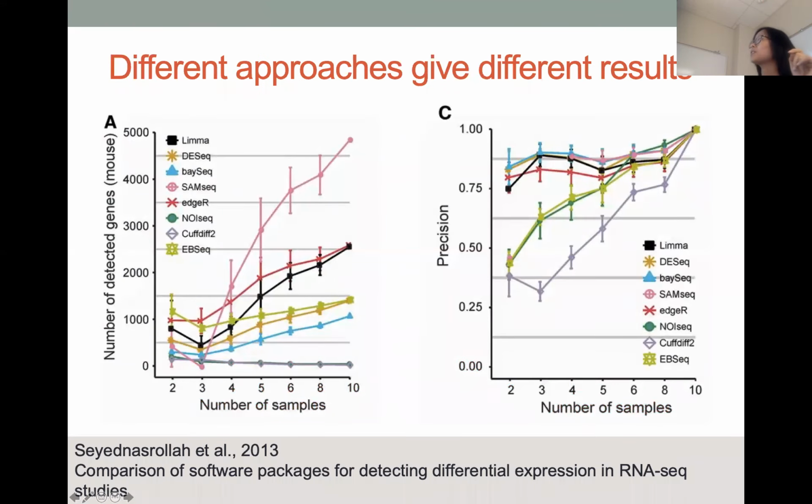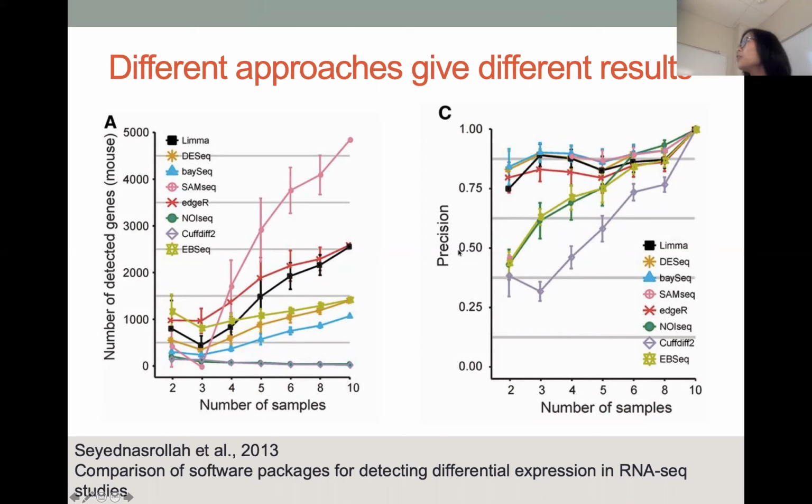Here is a summary from this paper. They compared different software packages in terms of how many differentially expressed genes they can detect. On the x-axis you have the number of replicates, and on the y-axis the number of genes detected to be differentially expressed. When you have very few replicates, the results could vary between software. But when you have more replicates, each of the software performs better.